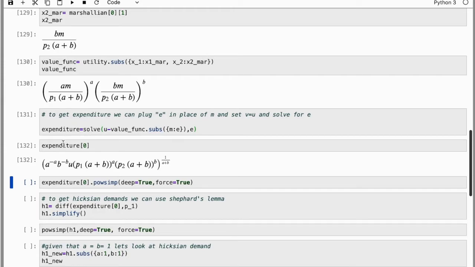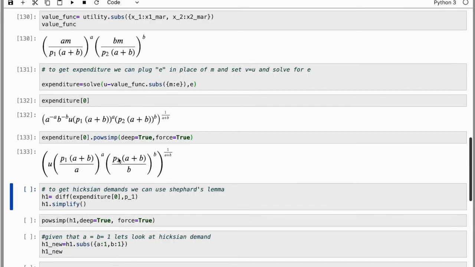Now once I've done the solution, I can see how the expenditure function looks. Sympy has not simplified all the powers, so we can force it to do it. So we are just saying expenditure 0, where 0 is the index where this value is saved in the variable expenditure, and I'm applying powsimp. This is like simplify the powers, and I'm forcing it to do the simplification. And this is how it looks once we do the simplification.